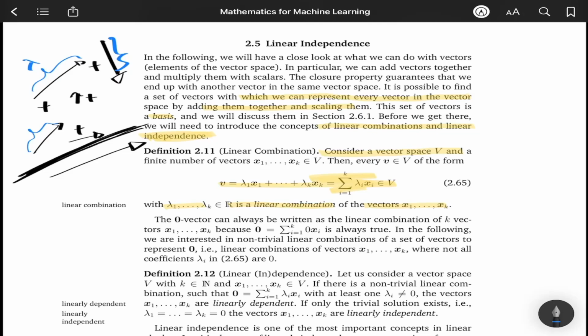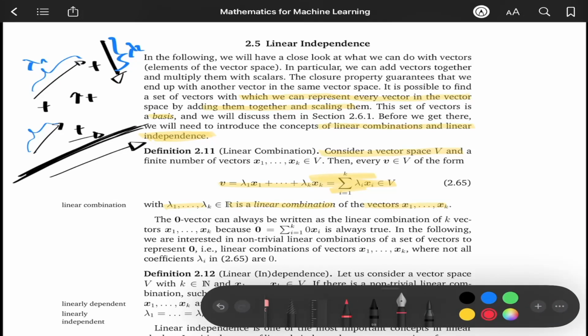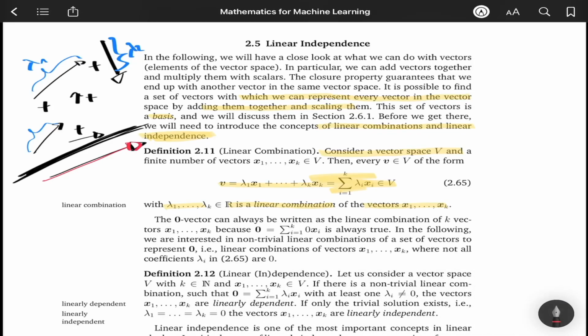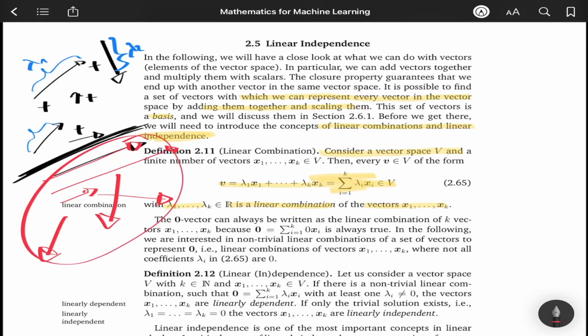Now let's say the scalars are variables. Now you will not end up with one single vector. Let's put this in red. You will end up with a bunch of vectors, sometimes with a different orientation and so on. So you will have a set of vectors which you can end up with just by having different scalars.